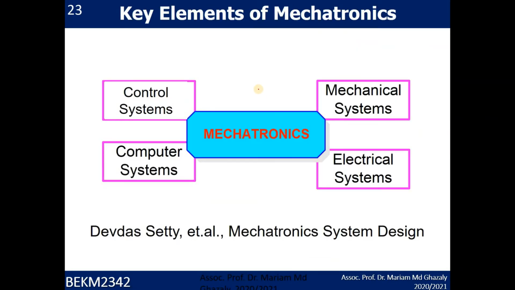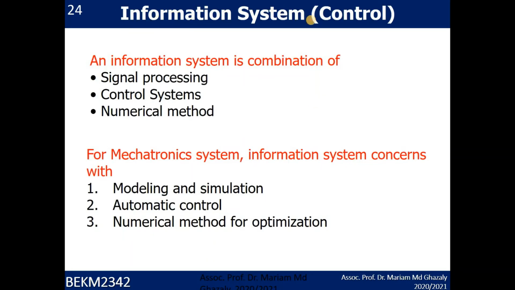Now we are going to look at the key elements of mechatronics. As mentioned before, we have the 4 key elements, which are the control system, the mechanical system, the computer system, and the electrical system. So let's look at the first one, which is the information system, and we can relate the information system with the control system. An information system is the combination of signal processing, control system, and also numerical method. Means that we have all of this combination of mathematics in the information system. And for the mechatronic system, normally the information system is concerned with modeling and simulation, automatic control, and numerical method for optimization.